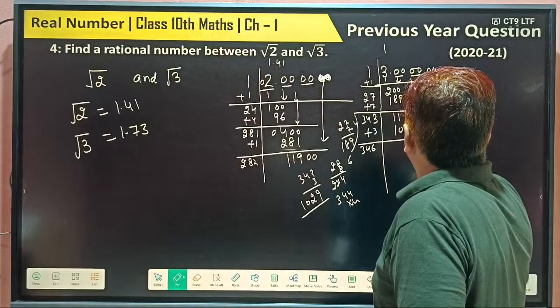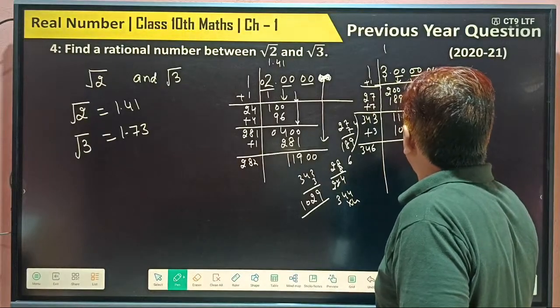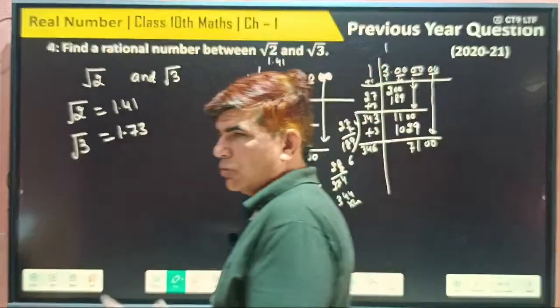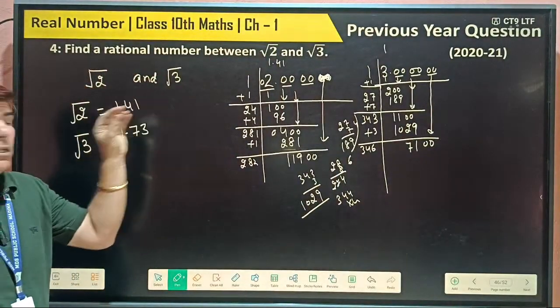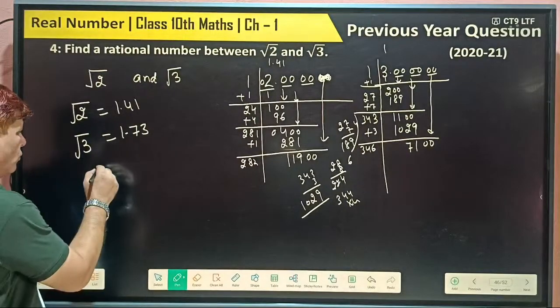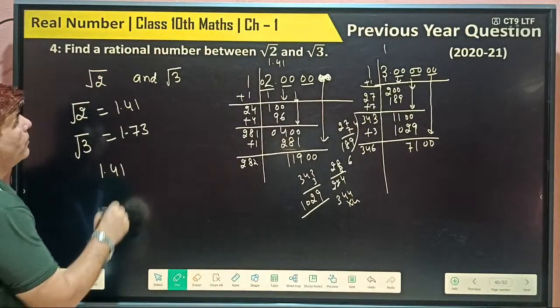So if you read more decimal places, then this 0 is also taken. But we have to find out... So I told you why the value of under root 2 is equal to 1.41 and why the value of this. And you have to find out the rational number.